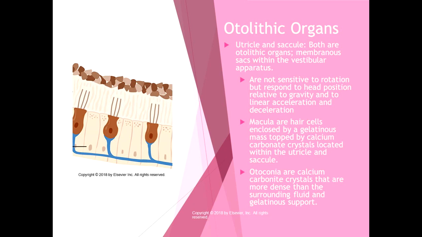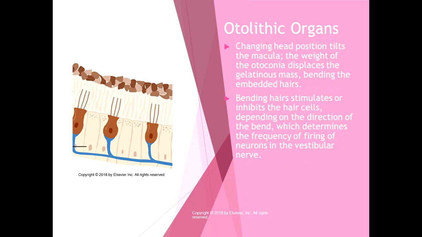Macula are hair cells that are enclosed by a gelatinous mass topped by calcium carbonate crystals. So those are the otoliths. They're located within the utricle and the saccule. Otoconia are the calcium carbonate crystals. They're more dense than the surrounding fluid and the gelatinous support. So when you have acceleration and deceleration, the rocks move, they bend the gelatin basically, and they bend those hair cells. When you change position, it tilts the macula, and the weight of the otoconia displaces the gelatinous mass, bending embedded hairs.